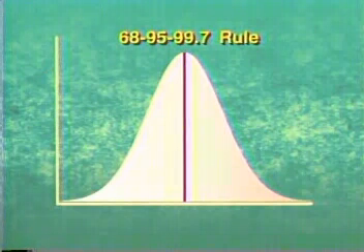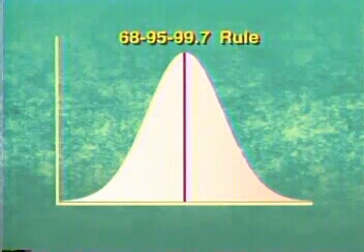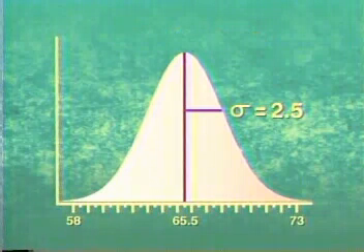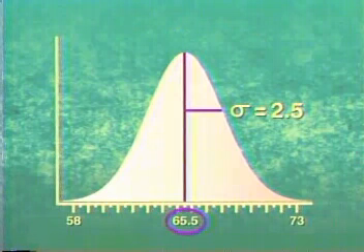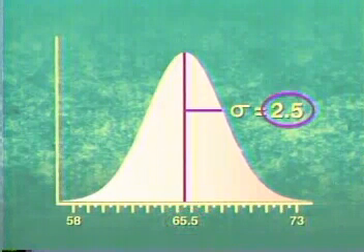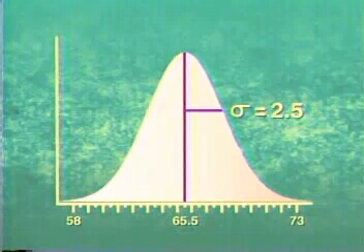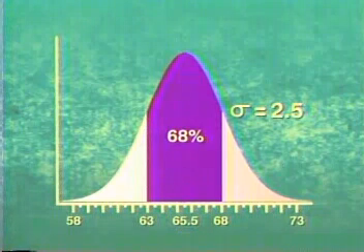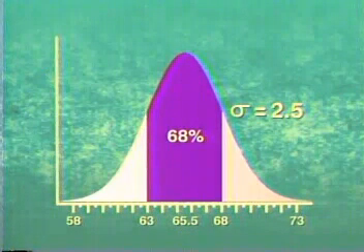Remember those numbers, 68, 95, 99.7. They're a great help in working with normal distributions. Let's use this rule on the curve describing the heights of young women. We said that the mean was 65.5 inches and the standard deviation was 2.5 inches. Now we can immediately tell that about 68% of women are between 63 and 68 inches tall.